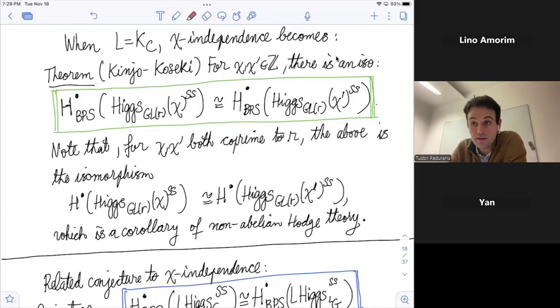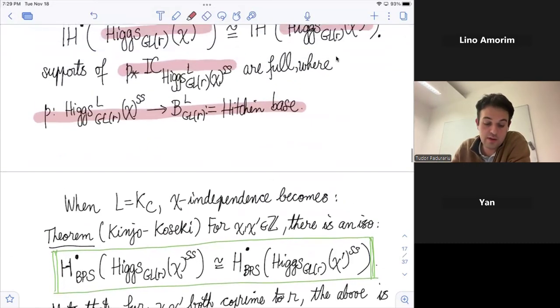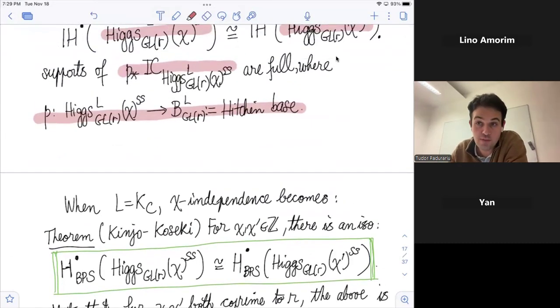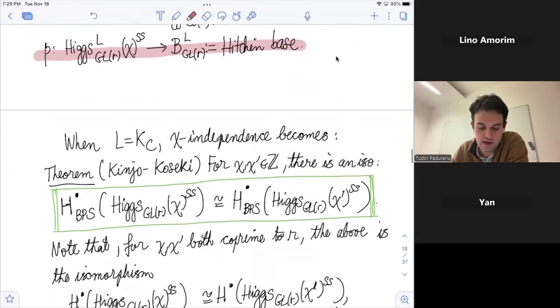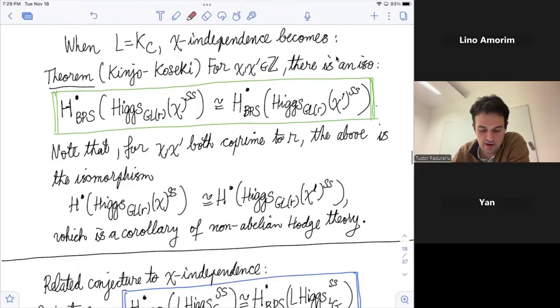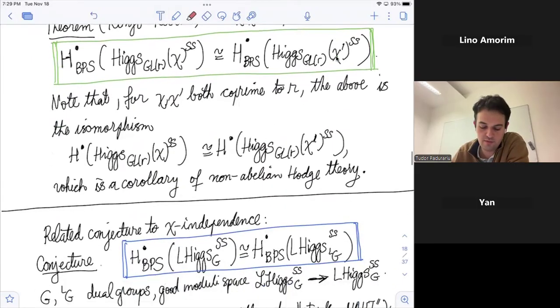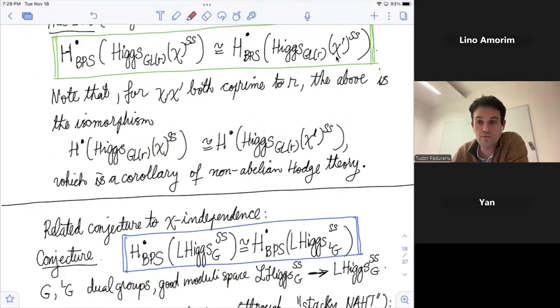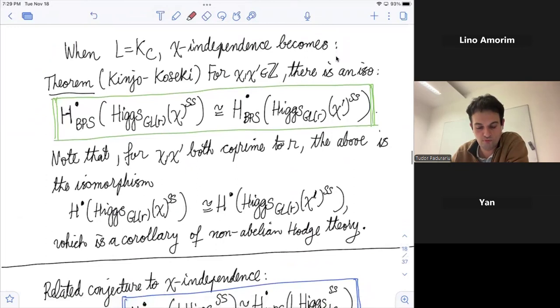For usual Higgs bundles, we don't have a nice description of the supports in this push forward of the map to the Hitchin base. We don't know the supports actually, but we know that in general there will be supports over the singular spectral curves. Nevertheless, there is a theorem of Kinjo-Koseki that proves chi-independence in this case. I'll also make some comments tomorrow because it's interesting stuff.